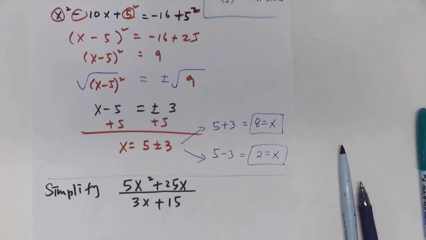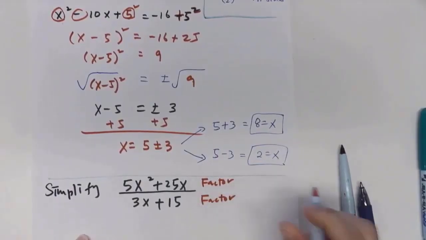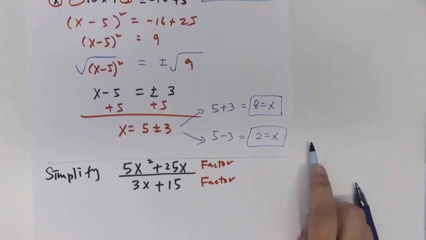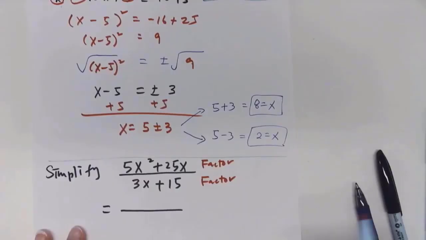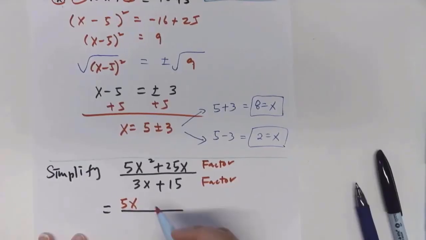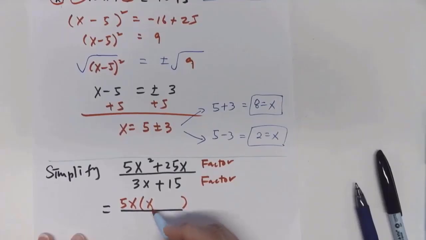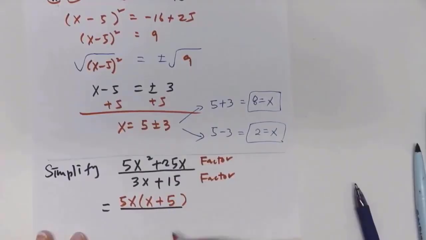For the next one, when we see questions like this, make sure you factor the top and factor the bottom before you reduce it, okay? Very important. If we try to factor the top part, what do they have in common? 5, x, okay, x, right? Oh, wait, is that 25 or 15? It's a 25. Oh, 5. Okay. Anything else? No. Okay.